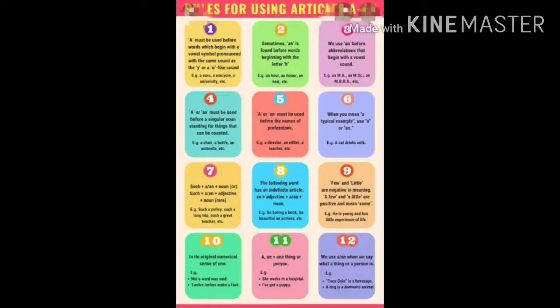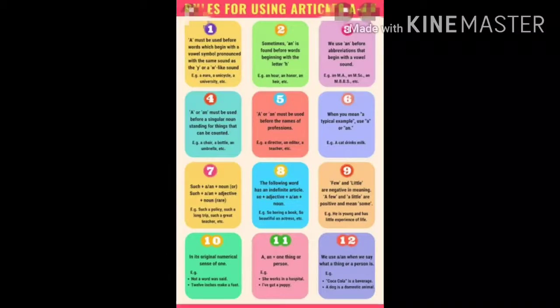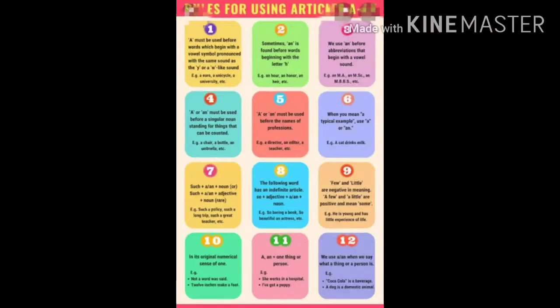Seventh point, the word such plus a or an plus noun, or such plus a or an plus adjective plus noun, rare, etc. Eighth point, the following word has an indefinite article, like so plus adjective plus a or an plus noun. Now let's take an example. So boring a book, etc. Okay, students?